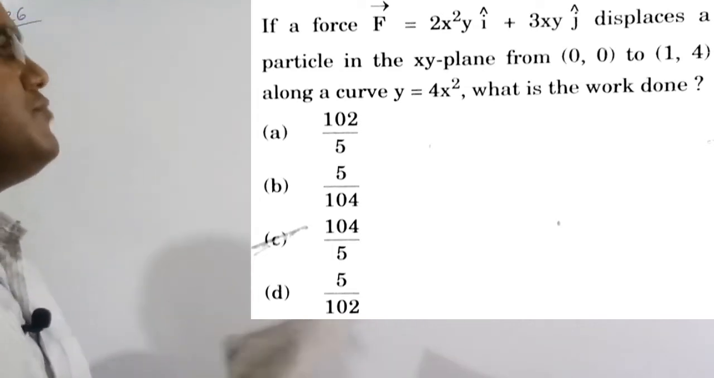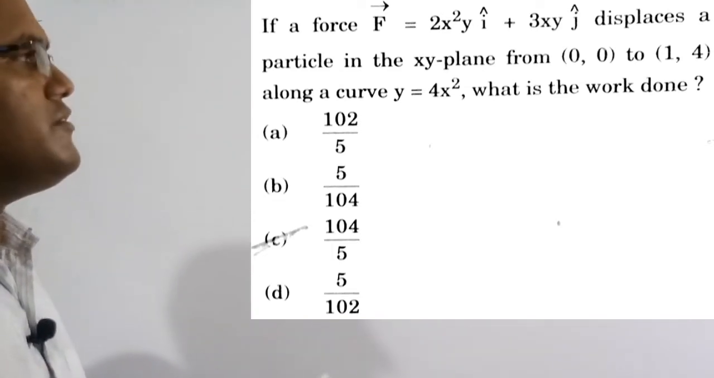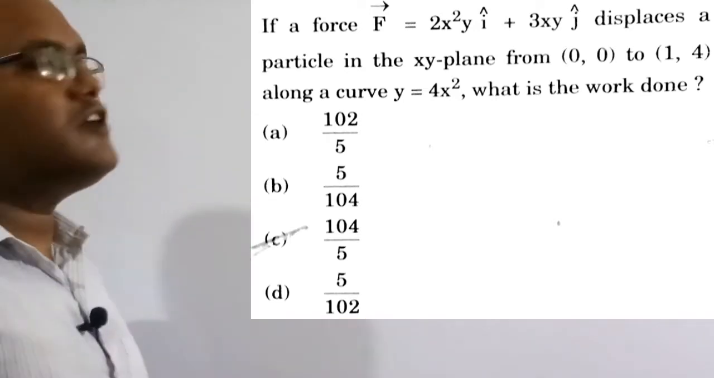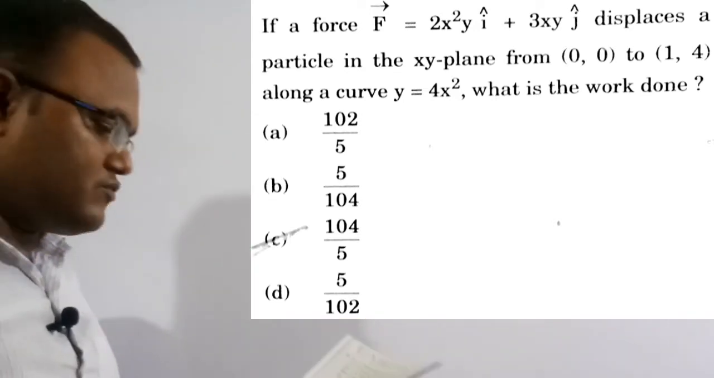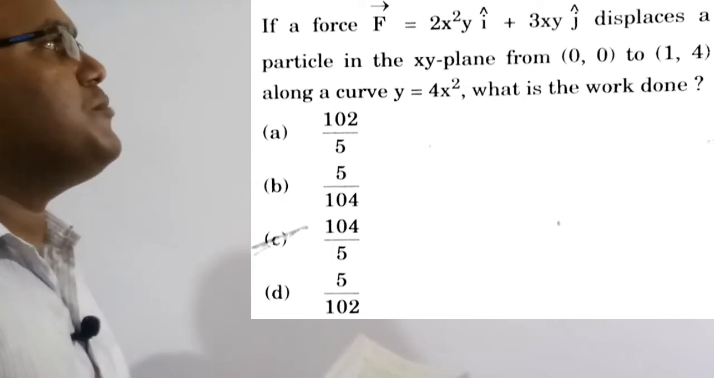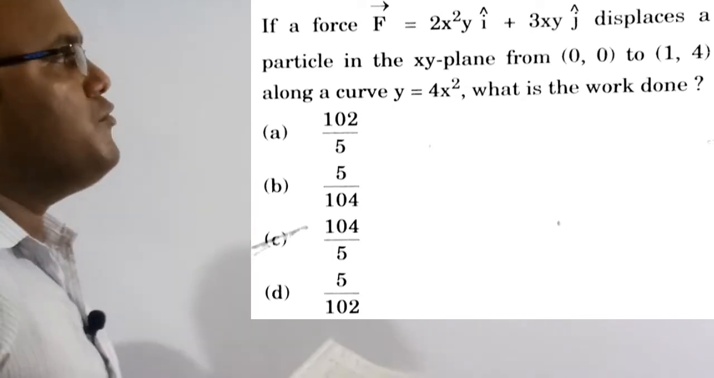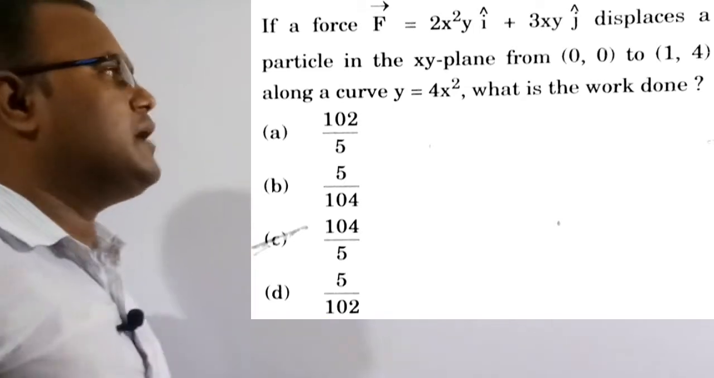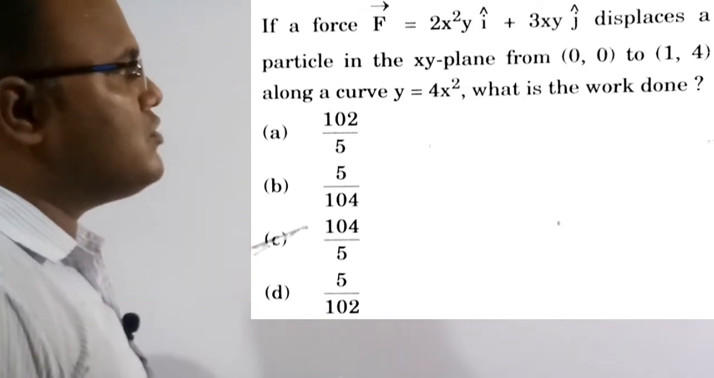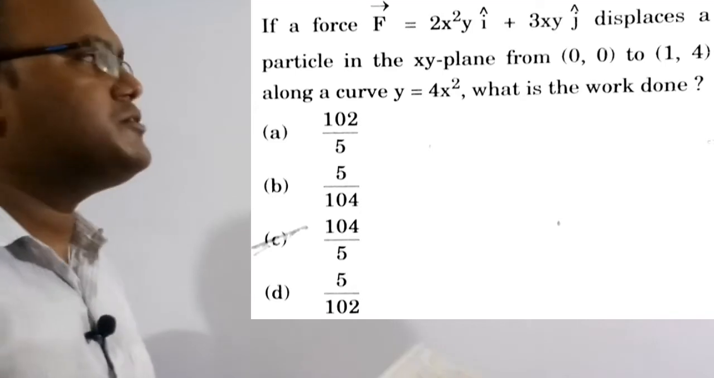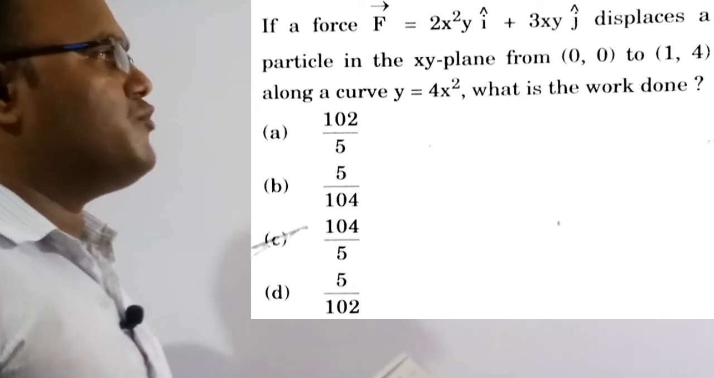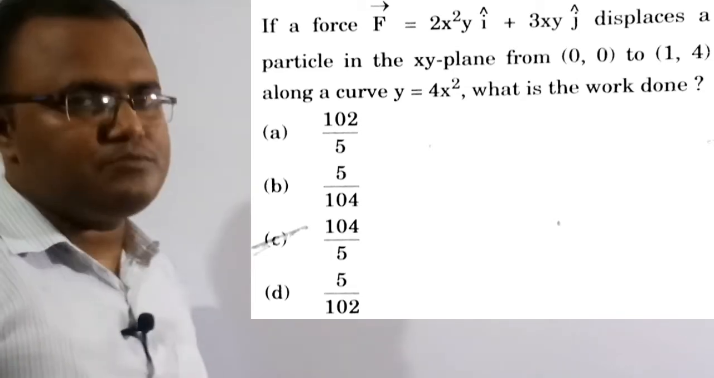Basically there is a force, the force expression is given, and we are going to move the particle along a curve. The curve path is y is equal to 4x square. We have to find how much work is done if we displace the particle from the (0, 0) position to the (1, 4) position along the curve y is equal to 4x square. Option C, 104 by 5 units of work, is the correct answer.